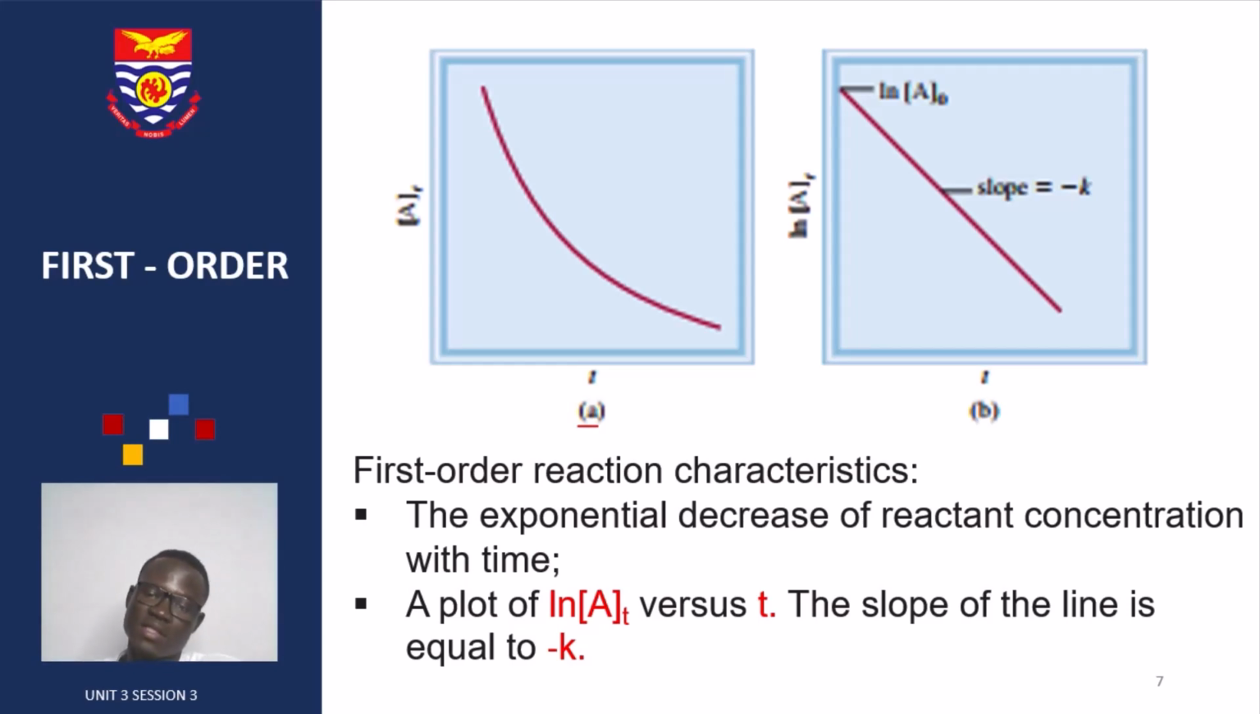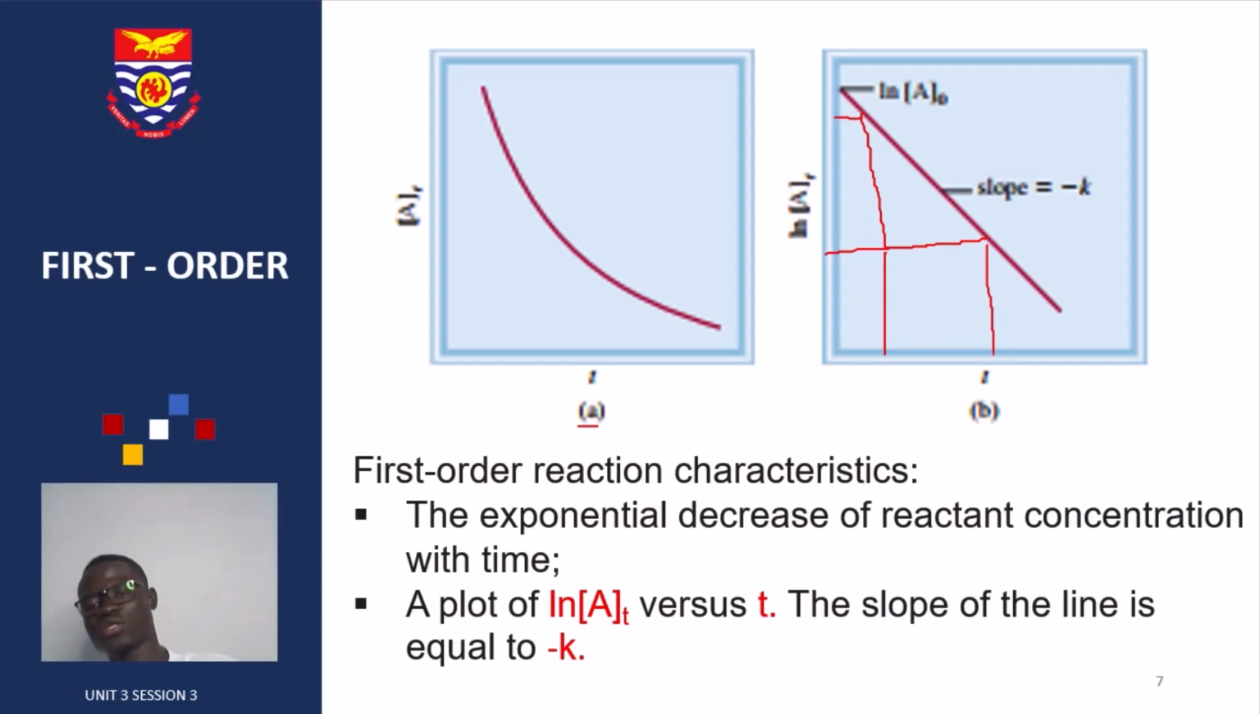However, in the integrated, linear graph, we are plotting the natural log of the concentration of A at any time t versus time. And usually the slope of the graph will give us negative k. This is because the slope will give us a negative value, so equating it to negative k will cancel out to give our positive value for k.